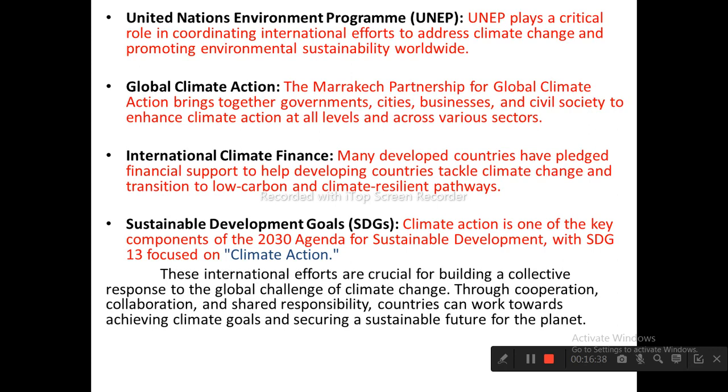These international efforts are crucial for building a collective response to the global challenge of climate change. Through cooperation, collaboration, and shared responsibility, countries can work together, achieving climate goals and securing a sustainable future for the planet.